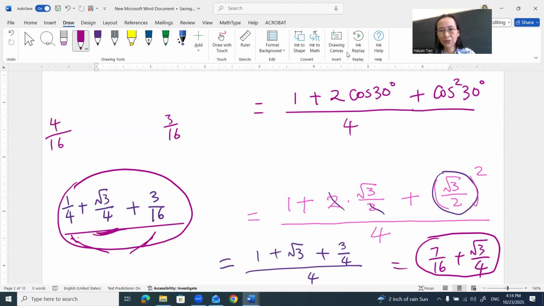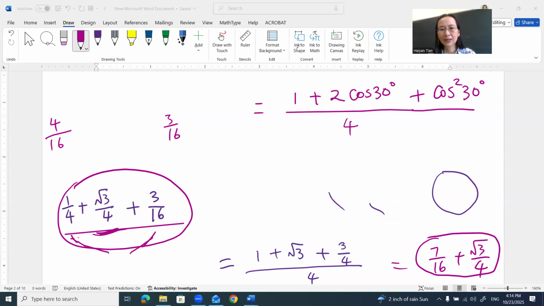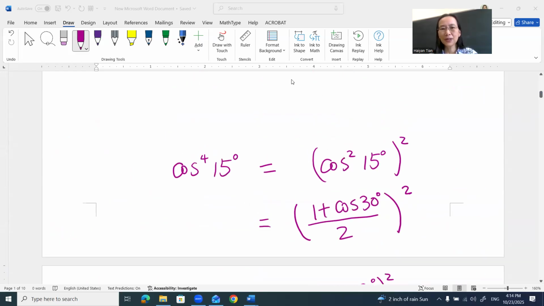The problem of evaluating cosine to the fourth power of 15. Yeah, so this problem, you see, we applied the power reducing formula. The first time we applied the power reducing formula is to recognize this fourth power is square of a square. So the square in the parentheses is where we apply the power reducing formula.